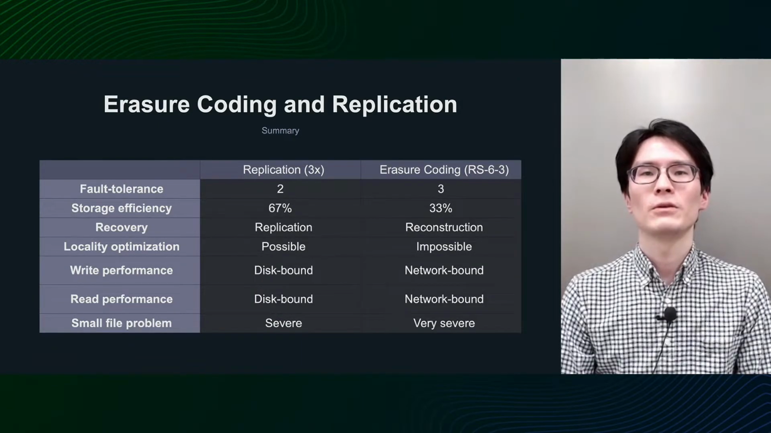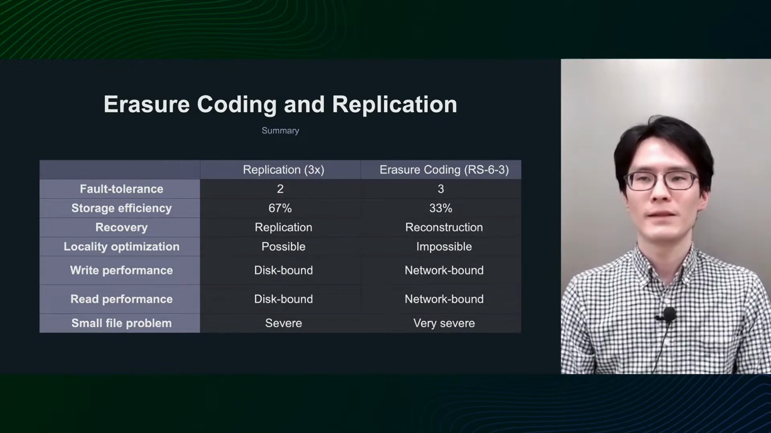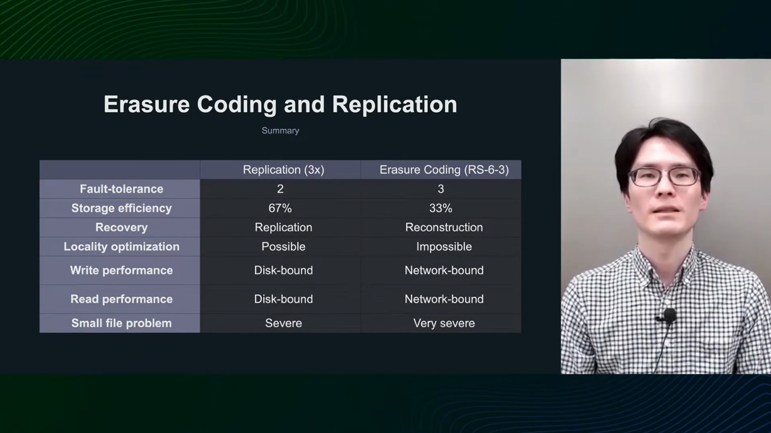Here is a table that summarizes the main features of erasure coding and replication. Due to time constraints, I cannot explain everything, but the most important point is that erasure coding is able to store data more efficiently than replication while maintaining higher fault tolerance. In the case of RS63, in the table, erasure coding can store data at half the size of replication, as shown by the storage efficiency.